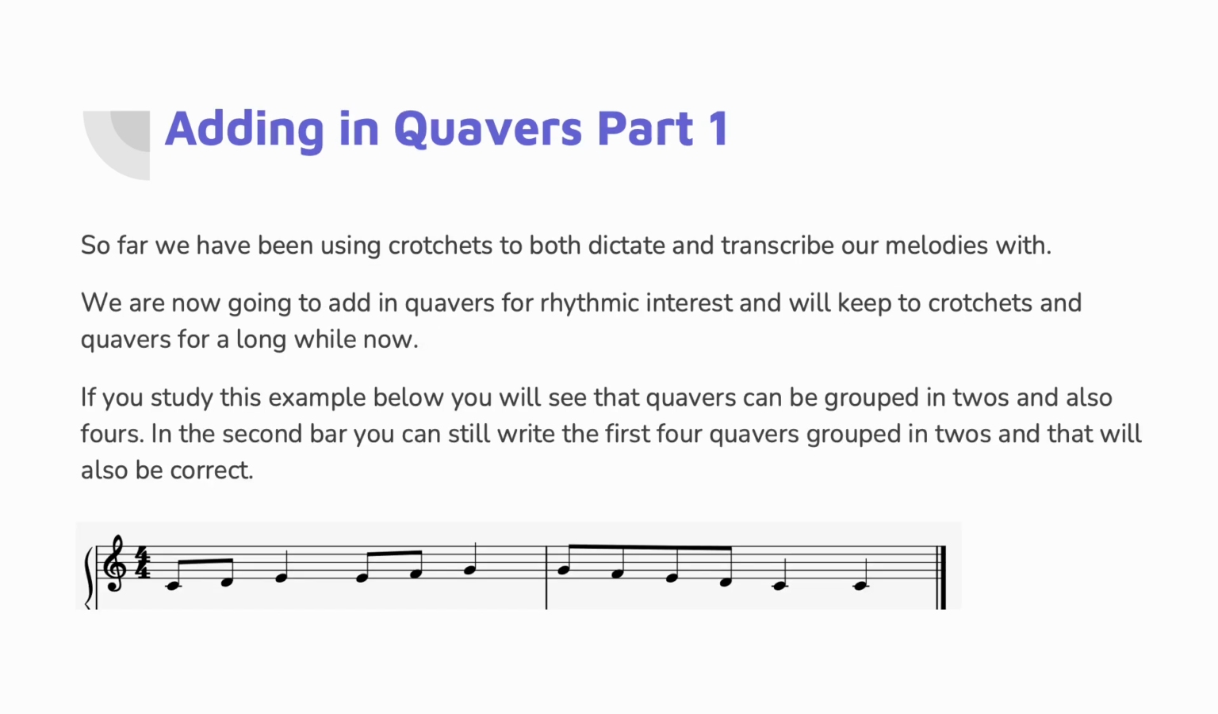So far we have been using crotchets to both dictate and transcribe our melodies with. We are now going to add in quavers for rhythmic interest, and we'll keep to crotchets and quavers for a long while now. If you study this example below, you will see that quavers can be grouped in twos and also fours. In the second bar, you can still write the first 4 quavers grouped in twos, and that will also be correct. I've just put these 2 different samples in so you can see, comparatively speaking, what the differences are. Have a listen.